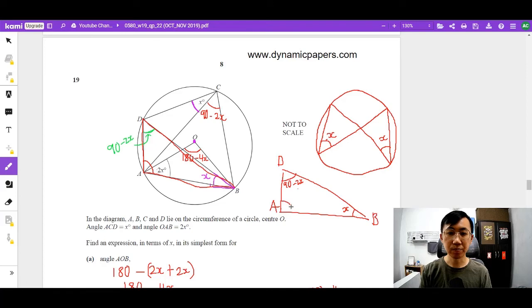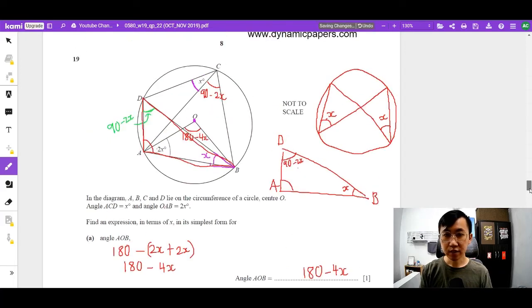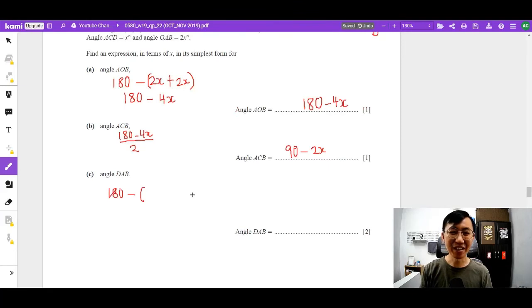DAB is here. So how am I supposed to find this angle over here? You are going to take 180, because it's a triangle, minus these two angles that you're looking at. Minus 90 minus 2x, minus x. So take 180 minus 90 minus 2x, minus another x. Don't forget to expand here. Imagine there's a negative 1 right here. So 180 minus 90, negative, negative, positive, careful, then minus x.